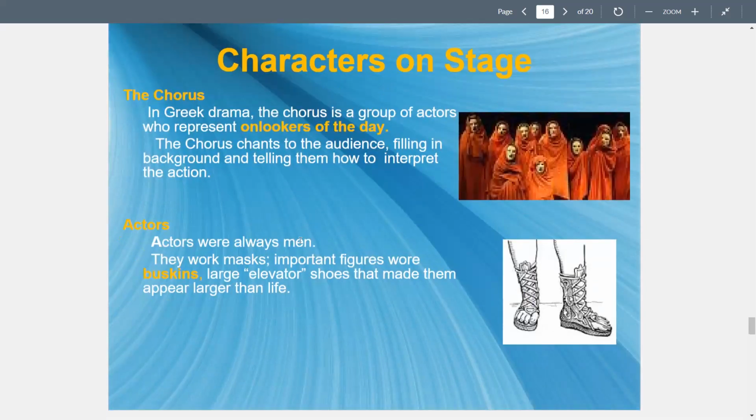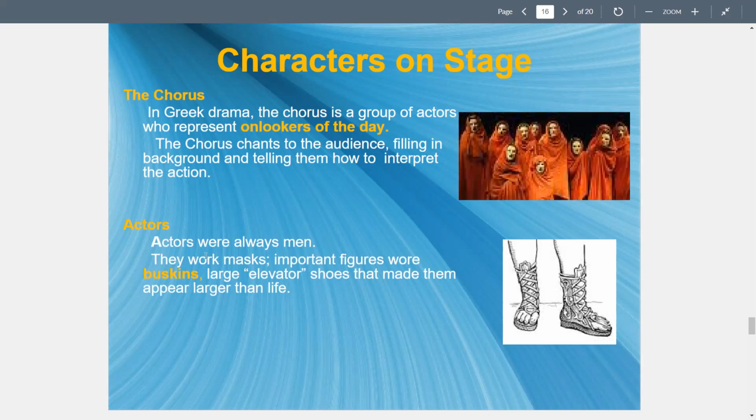Actors in Greek times were always men. They would wear masks, and important figures wore buskins, which were large elevator shoes that made them appear larger than life. So this is an example of a buskin. It's basically a gladiator type sandal with heels and basically a platform shoe to make them seem taller than everyone else. So that way we would know they're the important figure. In Shakespeare's time, it comes to be more heels, but they're not wearing as much the buskin platform shoe anymore.